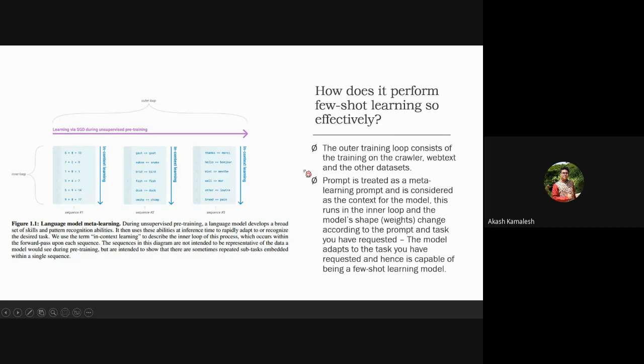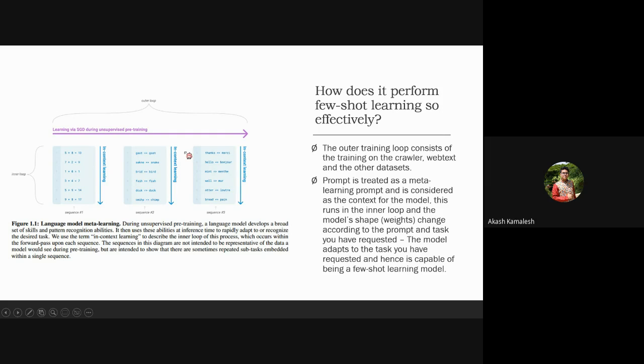So how does it perform few shot learning? This part is not really required, but I can tell you the outer loop consists of the training of the crawler, the entire data set that you are provided. The prompt which you give is treated as a meta learning prompt. As I told you, the weights change for every sort of task you want. Suppose you asked GPT to unscramble words. It unscrambles the letters, and every time it is unscrambling, it is using that model and changing the weights according to what you want.